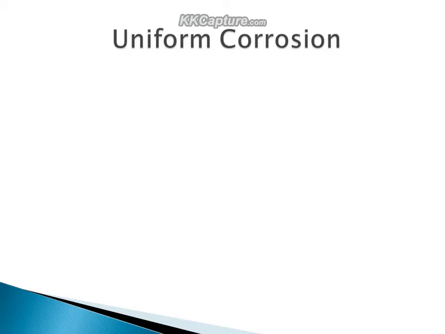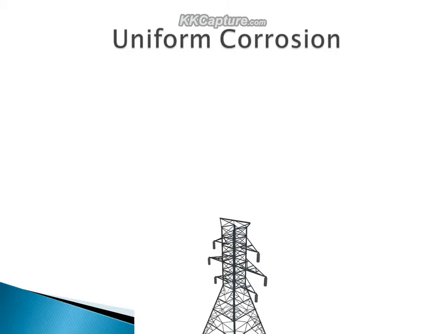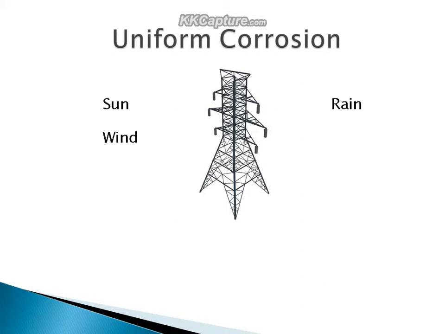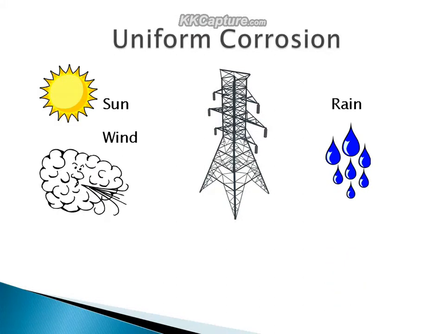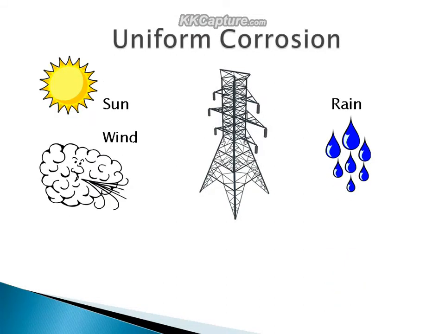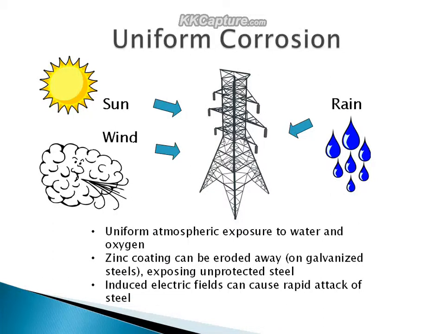Transmission towers are generally susceptible to 3 major forms of corrosion. Uniform corrosion occurs because the towers are exposed to a very wide array of environmental elements, including UV light from the sun, moisture from the air and rain, and wind. In addition, the geographical location of the towers plays a significant role in the presence of uniform corrosion.